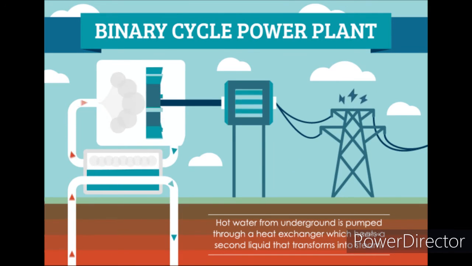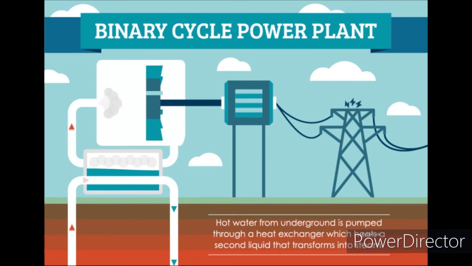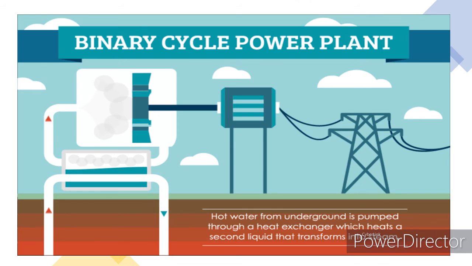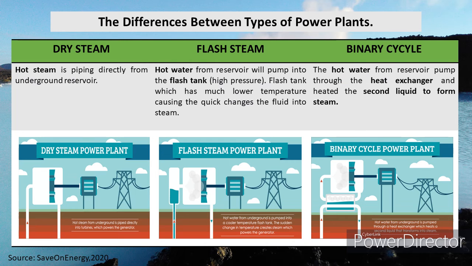Thirdly, it is known as a binary cycle power plant. Hot water from underground is pumped through a heat exchanger which heats a second liquid that transforms into steam. The steam will power the turbines that drive a generator. Then, the second liquid is recycled through the turbine, and back into the heat exchanger, where it can be used again. The figure shows the differences between the types of geothermal power plants.